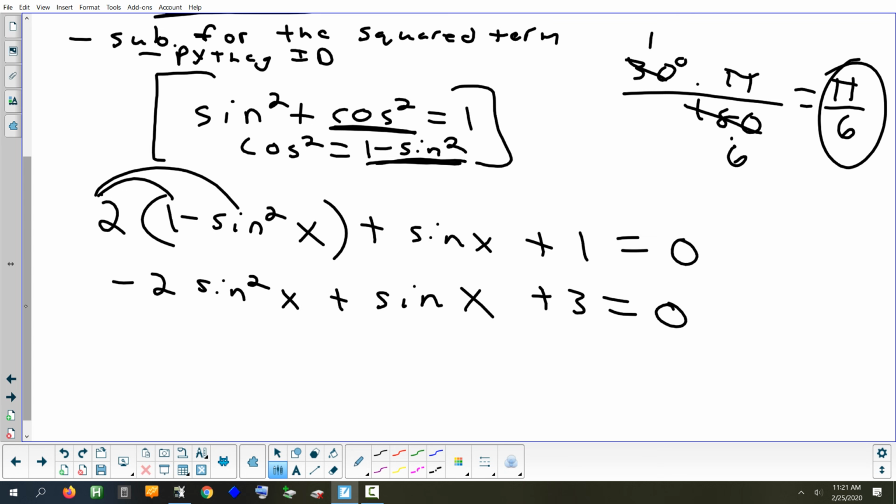Now we're ready to solve this using all the same techniques you'd use in Algebra 1 to solve a quadratic. Any questions how we got into this stuff? Yep. How did you get the plus 3? So we did 2 times 1 plus 1. So we just distributed and combined like terms in the same step.